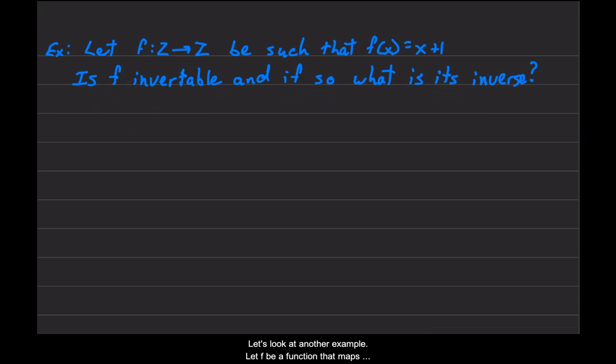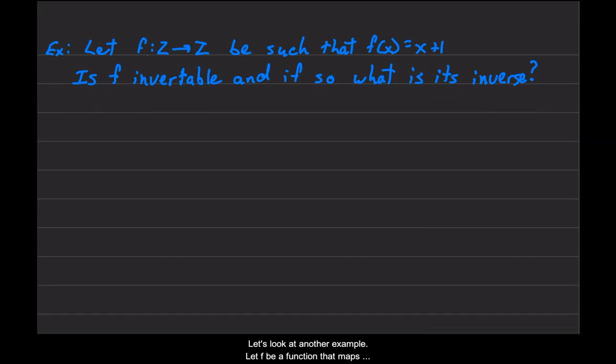Let's look at another example. Let f be a function that maps Z to Z, that is integers to integers, such that f(x) is equal to x plus 1. Is f invertible, and if so, what is its inverse?